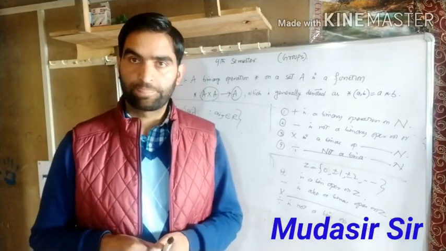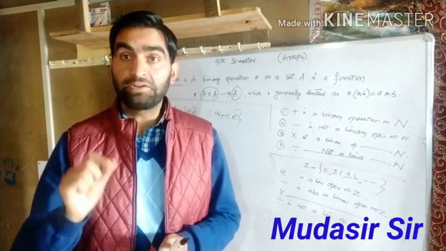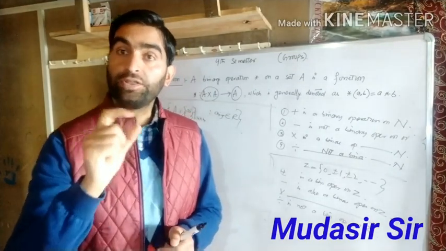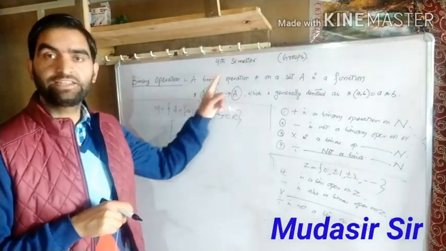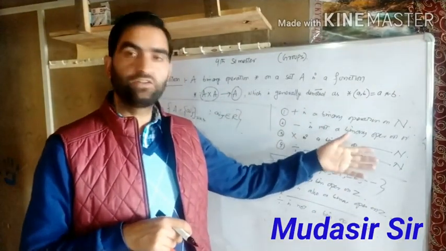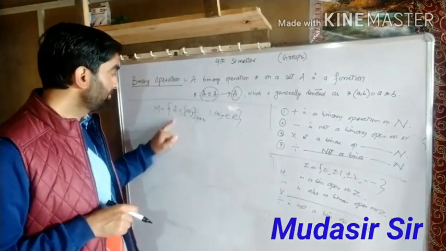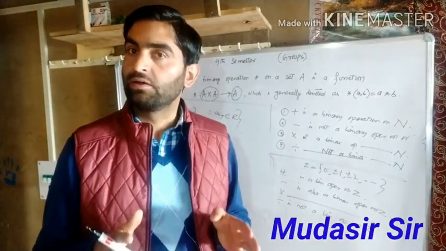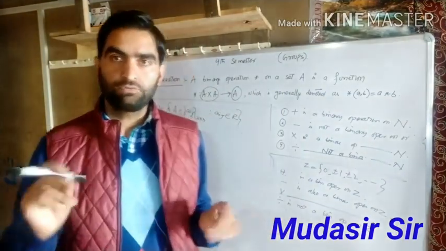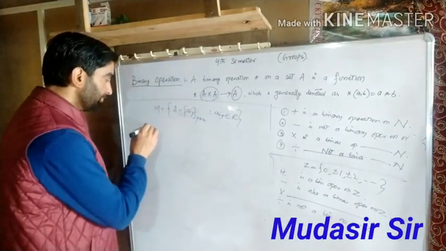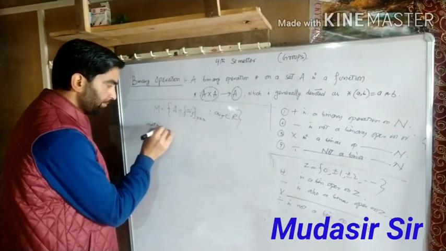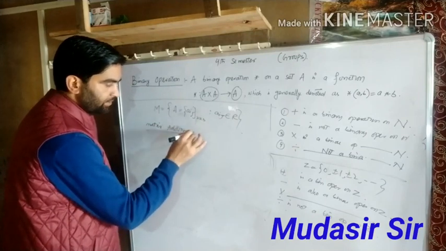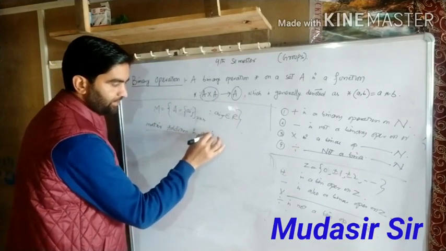Now the question is, matrix addition, not usual addition: is matrix addition a binary operation on M? This M is not A, P, N or Z and so on. M is a set containing all matrices of order 2/3. Is matrix addition a binary operation on M?